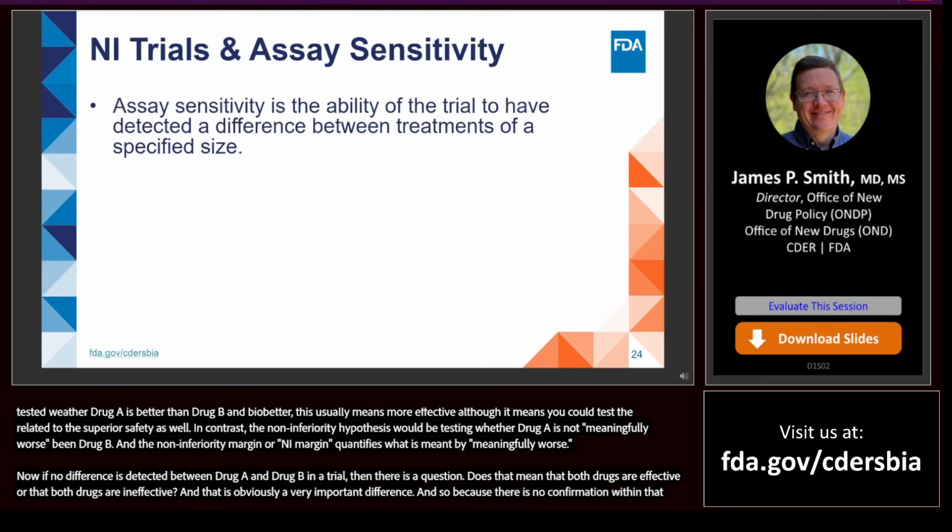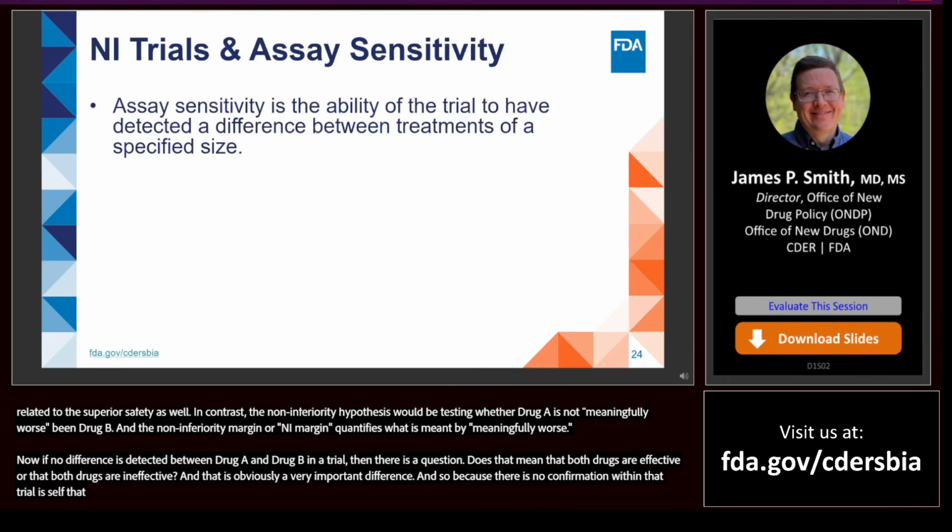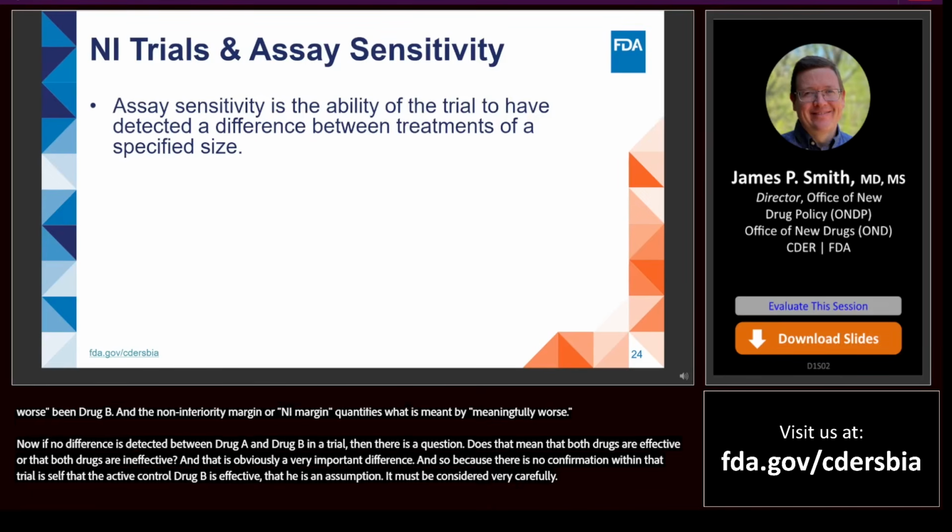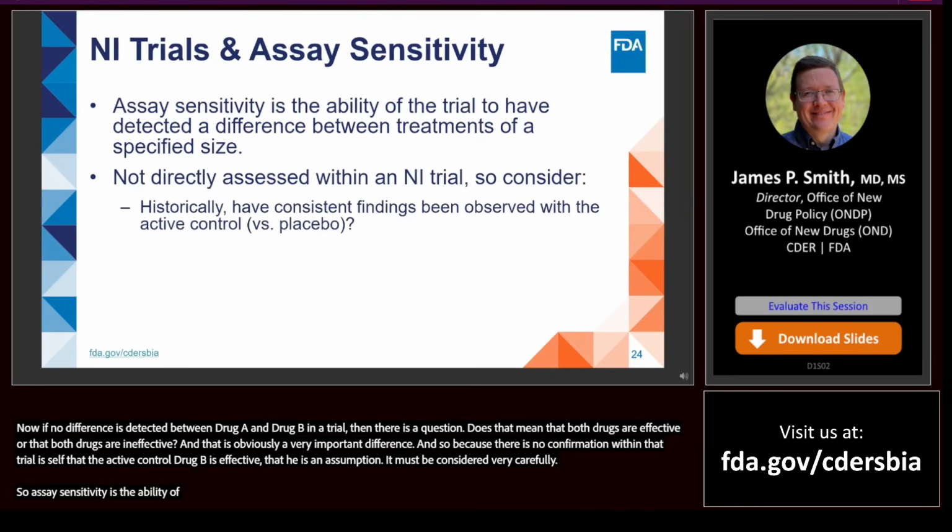So assay sensitivity is the ability of the trial to have detected a difference between treatments of a specified size. So said another way, assay sensitivity means that, had the study included a placebo, the active drug would have been shown to have the effect that was assumed. And this is not directly assessed within a non-inferiority trial.